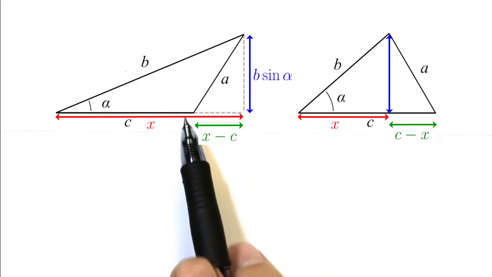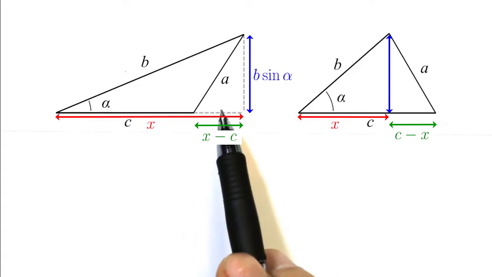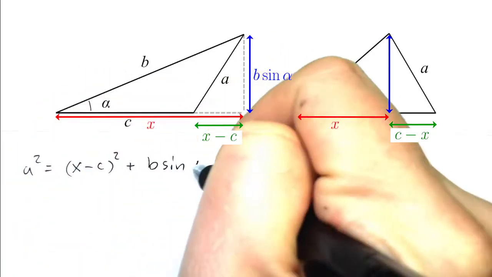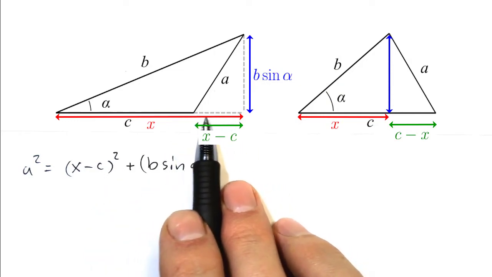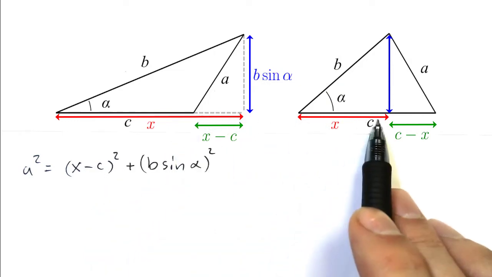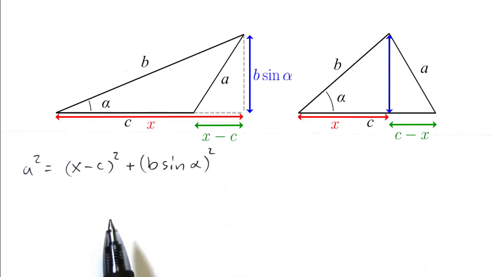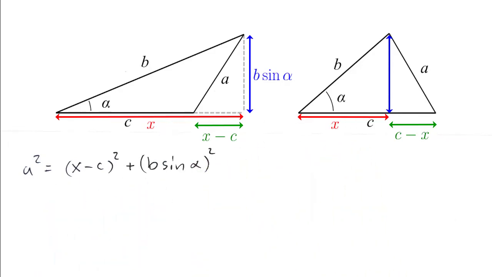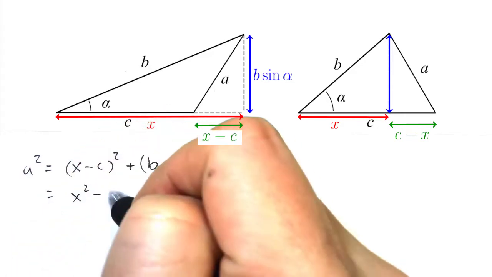So we're going to apply the Pythagorean theorem. We know that the sum of the squares of these two sides is equal to the square of the hypotenuse. Now, one thing to keep in mind is that this distance over here is x minus c, whereas over here it's c minus x. But when you square it, you get the same thing. So it doesn't matter. This equation corresponds to both of these pictures. And if I expand these out, I get the following.